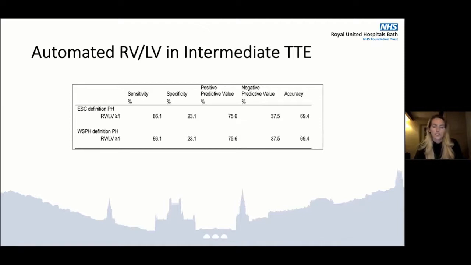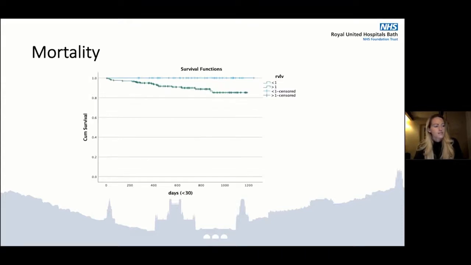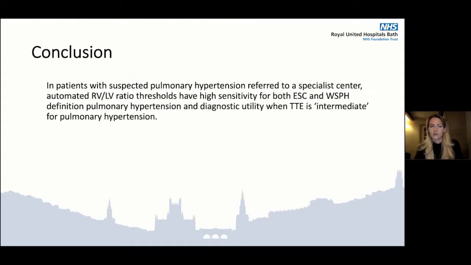In a subgroup analysis of 49 patients with an indeterminate echo, pulmonary hypertension was diagnosed in 73% at right heart catheter. Applying automated RV-LV analysis to this cohort correctly identified 86% of those who went on to be diagnosed with pulmonary hypertension. The survival probability was lower for those with an RV-LV ratio greater than or equal to 1 at all time points, with mean time to death 356 days. All deaths occurred in patients with a ratio greater than 1, although RV-LV analysis was not significant for predicting 1-year mortality, likely due to the small number of deaths in our cohort.